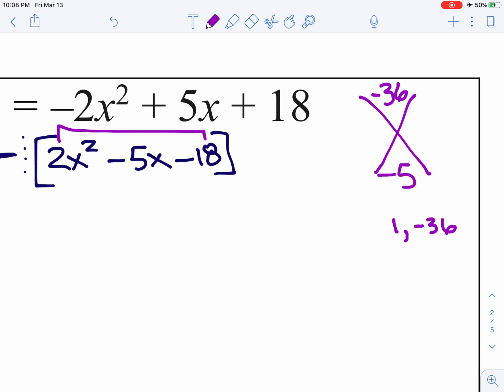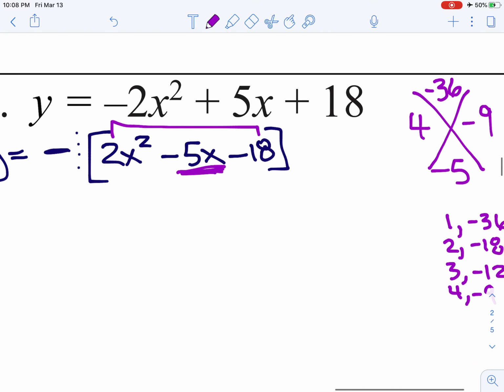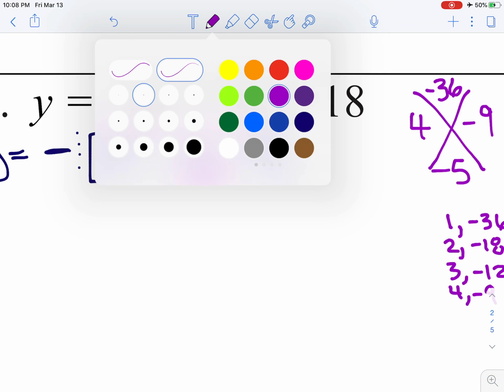So, in air quotes, the bigger number, or the number whose absolute value is bigger, that's the one that's going to have the negative on it. So 2 and -18. 3 and -12. 4 and -9. Ooh, there it is. 4 and -9. So I'm going to replace my -5x with 4 and -9.